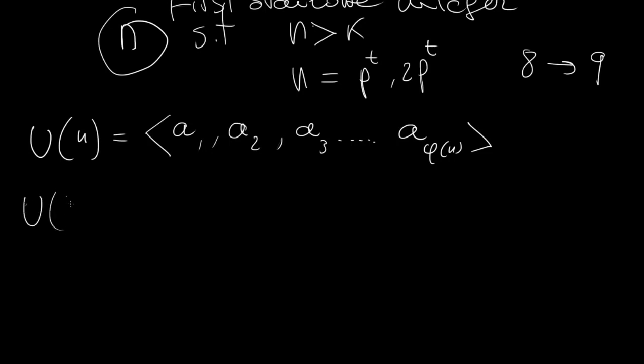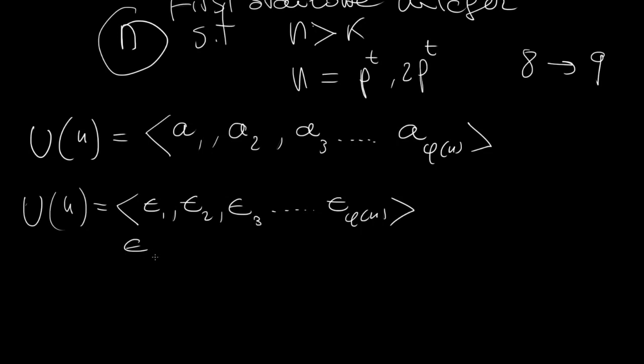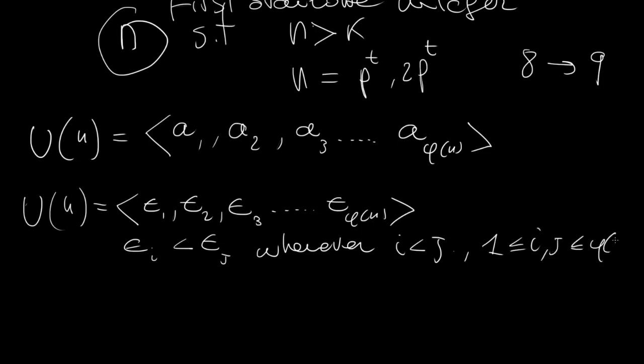So they're going to rewrite Un in the form, let's change the name of the elements, we'll call them epsilon. We'll have epsilon sub 1, epsilon sub 2, epsilon sub 3, up to epsilon sub phi of n, and the condition is we want them in ascending order, so epsilon sub i is less than epsilon sub j whenever i is less than j, and again 1 less than or equal i and j less than or equal phi of n. Okay, so they have the group in ascending order.